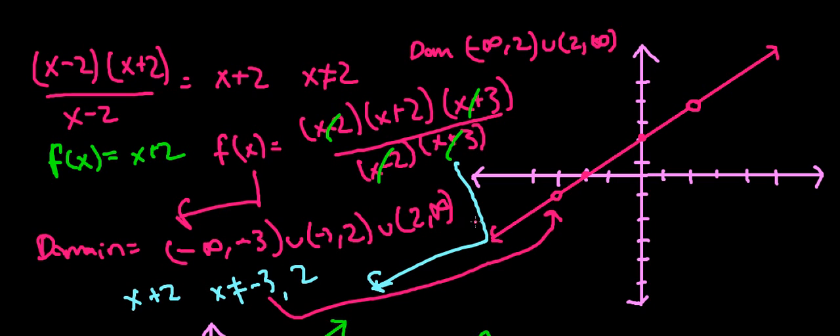So that's how holes work. It's very simple. The asymptotes are a little bit different, but when we have a 0 in the denominator that's being canceled out by the numerator, like here or here, that is when we're going to have a hole in the graph.